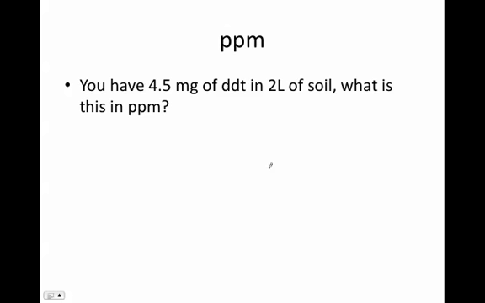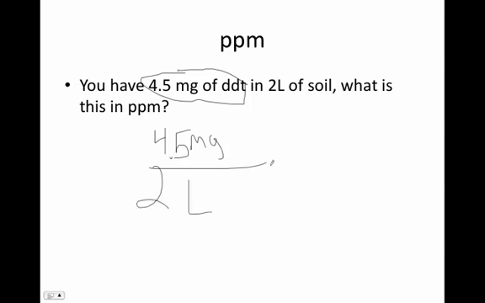Last question. This one's not on your worksheet, but we're going to try it anyway. Let's say we're dealing with some solid DDT and we have it in 2 liters of soil. What would this be in parts per million? 4.5 milligrams over 2 liters is equal to how much ppm?